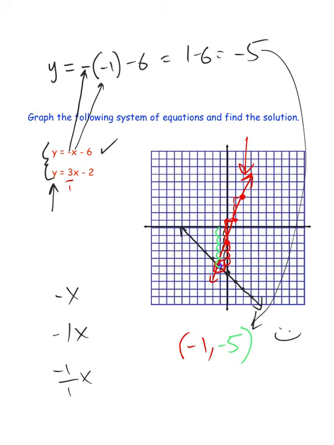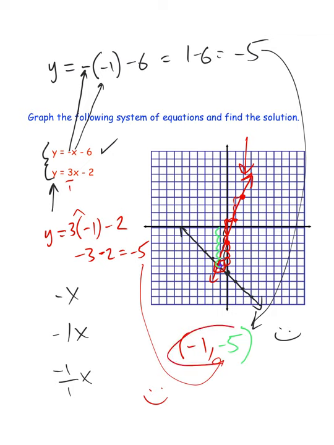Now, the other equation, the one that I drew with the red line here, I'm going to do the same thing. So I have y equals 3, my x is negative 1, and then I'll subtract 2. 3 times negative 1 is negative 3. Negative 3 minus 2 is negative 5, because again, you're already negative and you're getting more negative. So that one also matches. So we know that our answer here of negative 1,negative 5 was in fact correct.